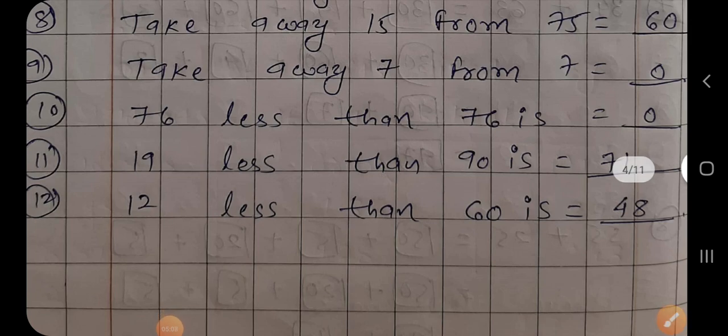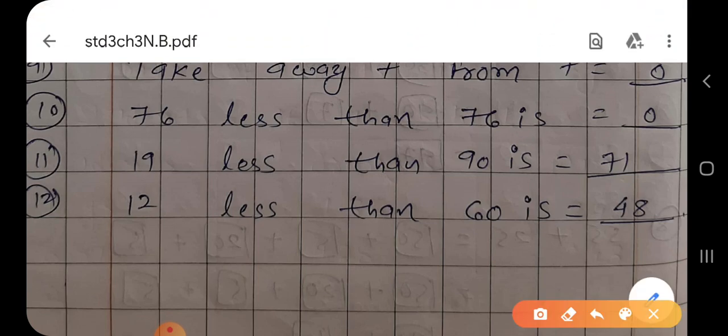Number 12, 12 less than 60. So we have to subtract 12 from 60. 12 less than 60 means 60 minus 12. So 12 means 10 plus 2. So first of all subtract 10 from 60 and then subtract 2. So 60 minus 10 is 50. Then 50 minus 2 is equal to 48. So 12 less than 60 is 48.